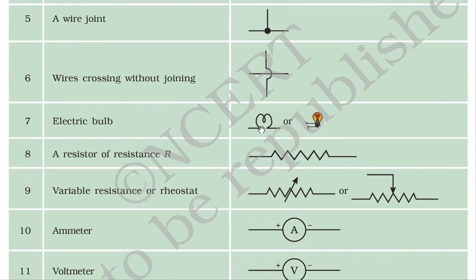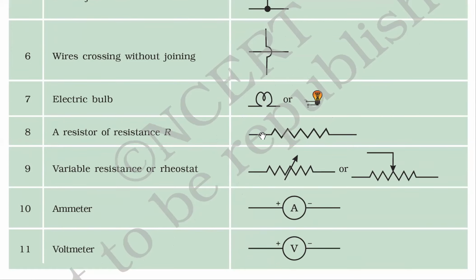Next is the electric bulb. The short form is this way and this way is another form. Then the resistor. A resistor is shown by this. We will see resistance in detail in the coming part of the chapter. Variable resistance means a resistance which can change, so this is the symbol of variable resistance. Then this is an ammeter and this is a voltmeter.